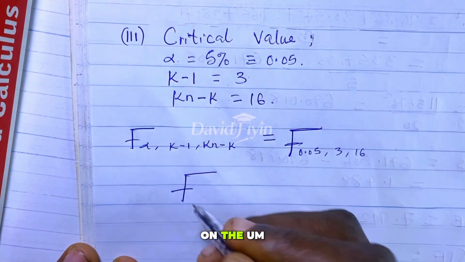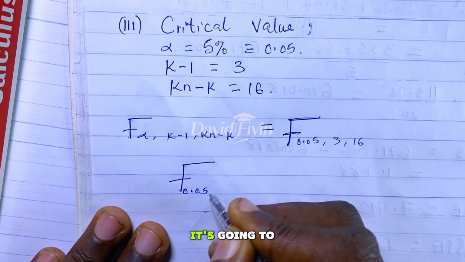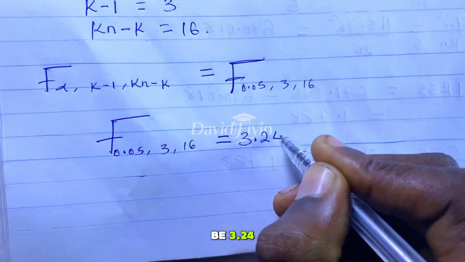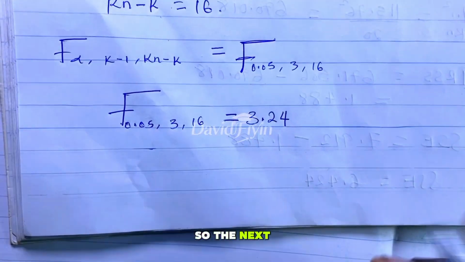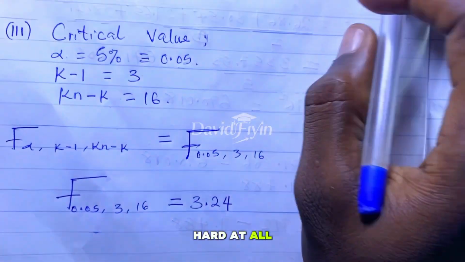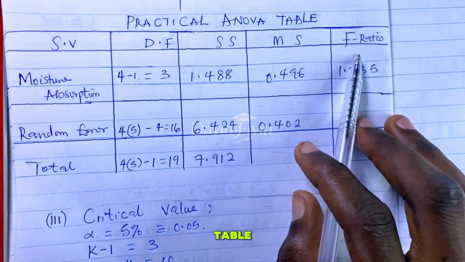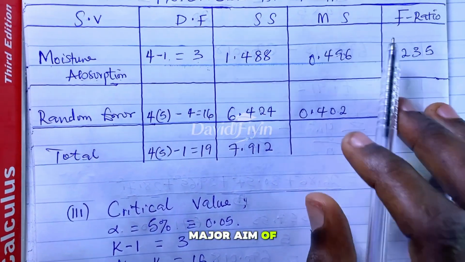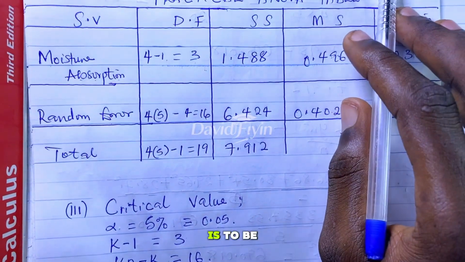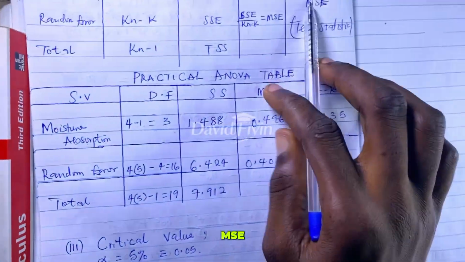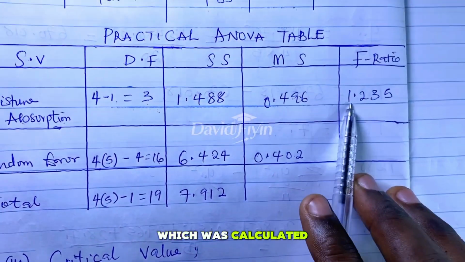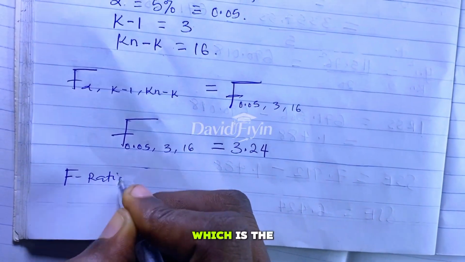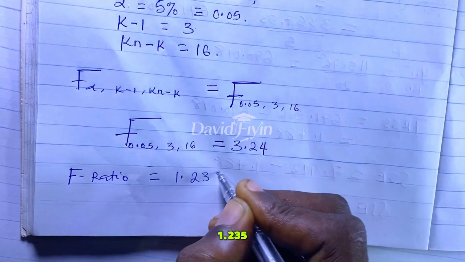If we look this up on the F distribution table, it's going to be 3.24. The next thing is to get our test statistic, and that's not hard at all. We've already derived our test statistic using the ANOVA table. Like I said at the beginning of this tutorial, one of the major aims of the ANOVA table is to derive our test statistic for the purpose of hypothesis testing. So the test statistic here is MSTR over MSE, and our F ratio, which is the test statistic, is 1.235.